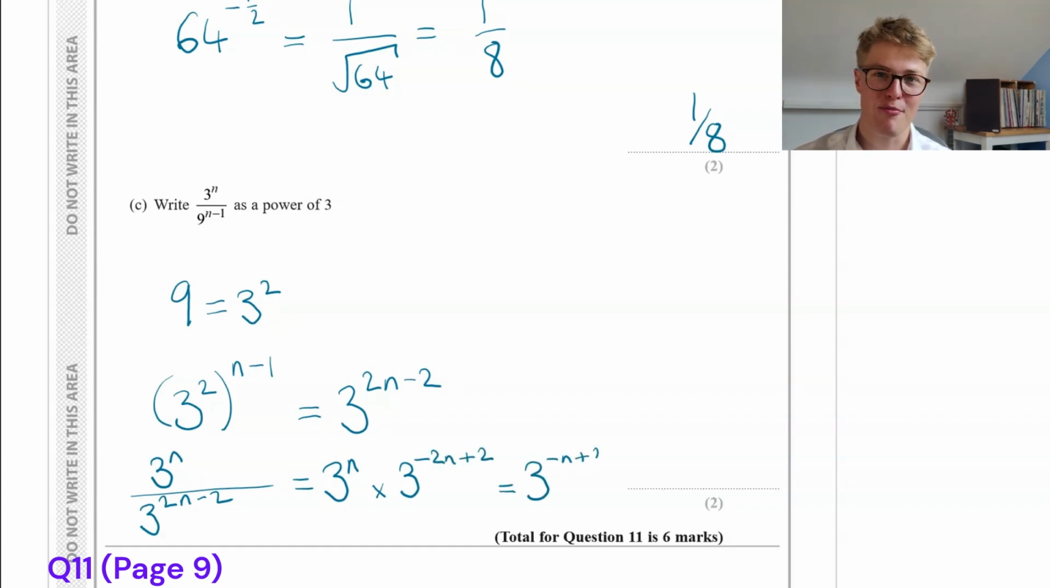Then we end up with 3 to the power of minus n plus 2, because we add all of our indices, and we end up with 3 to the power of 2 minus n as our final answer.